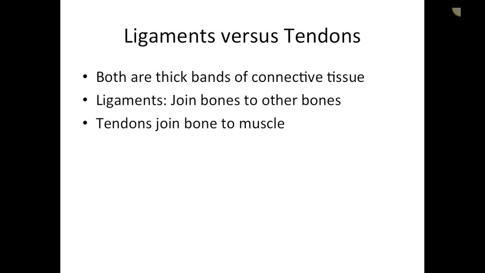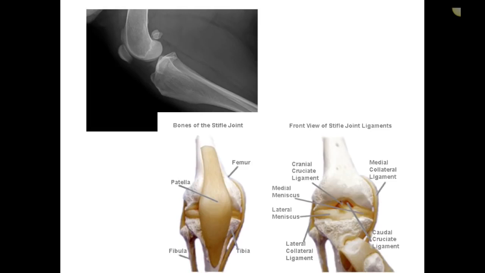All right, we are so almost done. It's very exciting. So ligaments versus tendons. I just want to point out a few things because we'll go through them in class. So both are thick bands of connective tissue. Ligaments join bones to other bones, and tendons join bone to muscle.